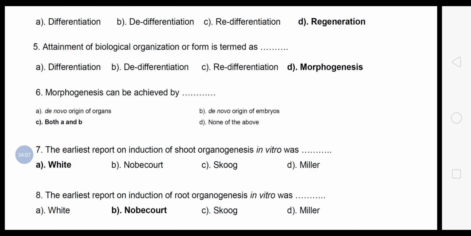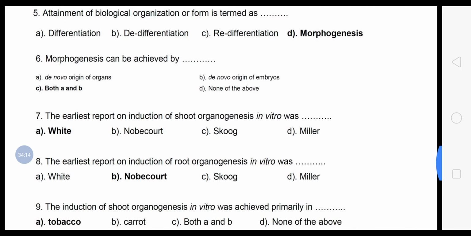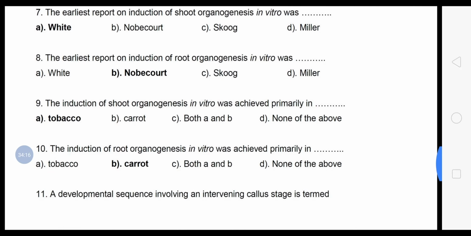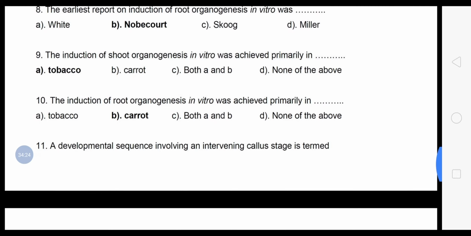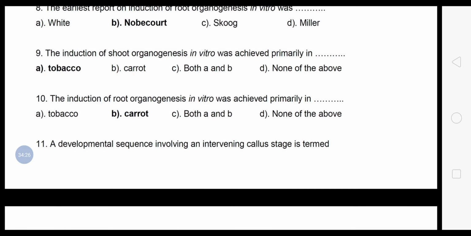The earliest report on induction of shoot organogenesis in vitro was by White, who reported shoot organogenesis in vitro. The earliest report on induction of root organogenesis was by Nobécourt. Induction of shoot organogenesis in vitro was achieved primarily in tobacco. Remember, induction of shoot organogenesis in vitro was achieved primarily in tobacco.